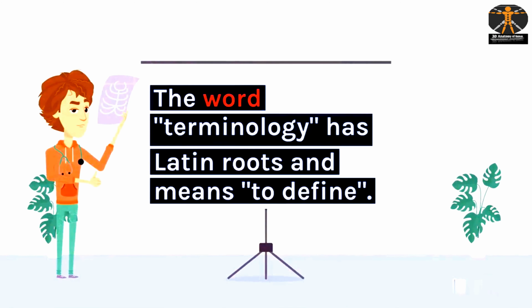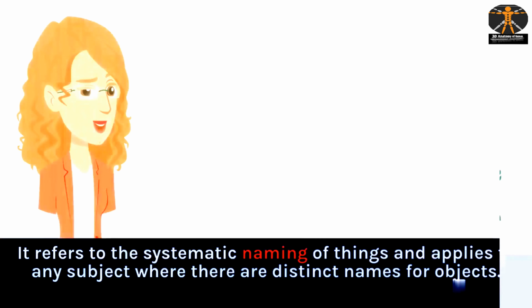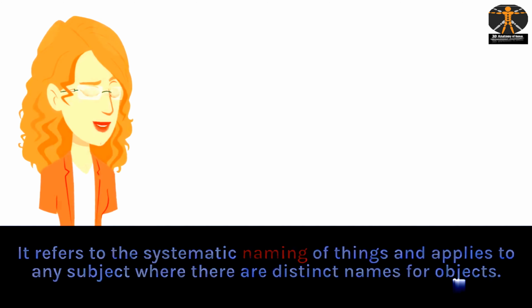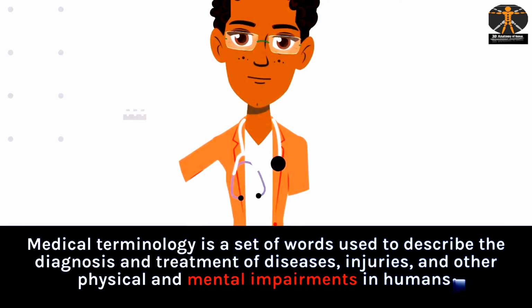The word terminology has Latin roots and means to define. It refers to the systematic naming of things and applies to any subject where there are distinct names for objects. Medical terminology is a set of words used to describe the diagnosis and treatment of diseases, injuries, and other physical and mental impairments in humans.